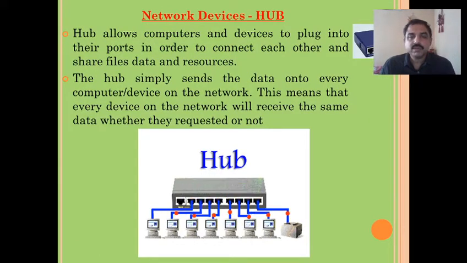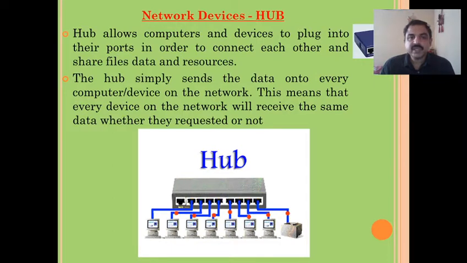So the next unit is the hub. The hub looks like this. A hub allows computers and devices to plug into its ports in order to connect to each other and share files and resources. If you want to connect two computers together, then from your system's network interface card, a cable has to go to a hub, and another system is also connected to the hub. This helps you establish a connection between two systems.